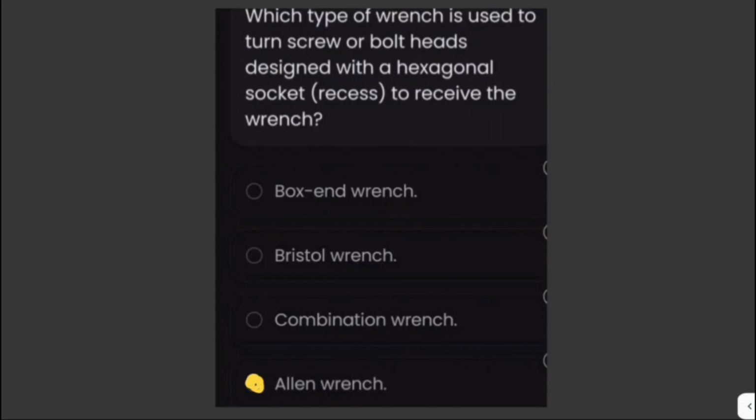An Allen wrench is a simple hand tool consisting of an L-shaped or T-shaped bar with a hexagonal-shaped key at the end. The hex key matches the size of the hexagonal socket on the screw or bolt head, allowing for a secure fit and efficient turning. Allen wrenches are commonly used in various applications, including furniture assembly, automotive repairs, and machinery maintenance.